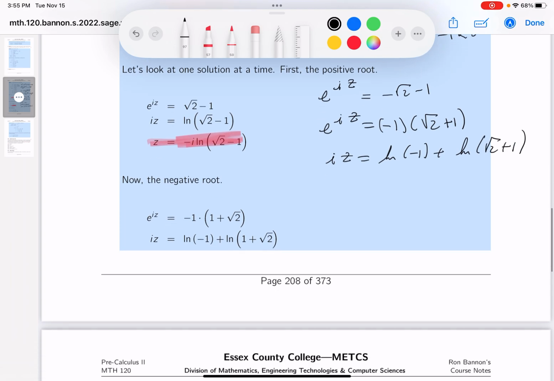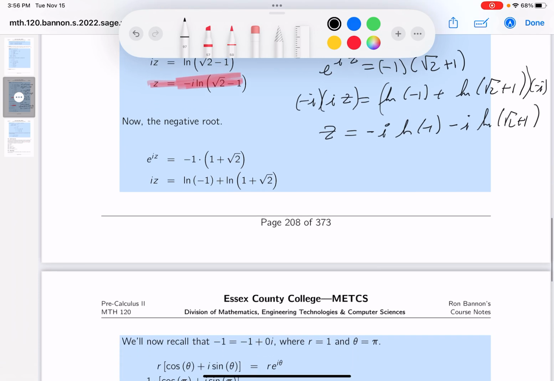And I'm going to multiply both sides by minus i again. I'll write that down for you. And you're going to get z equals minus i, let's see what you get there, natural log of minus 1 minus i natural log of root 2 plus 1. All right, things are shaping up somewhat. I still got a problem, by the way, that natural log of minus 1. I sort of remembered it, but I'll go through it anyway.